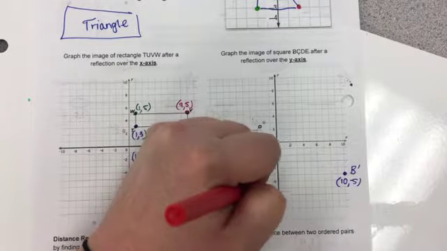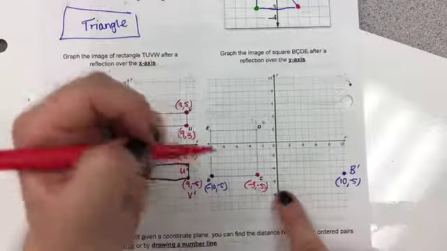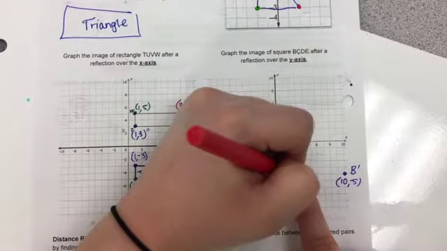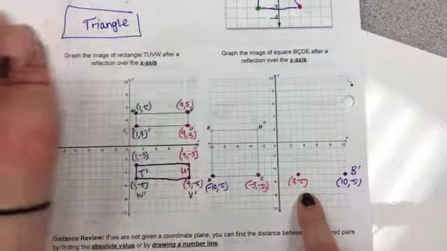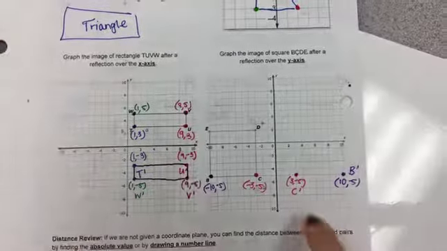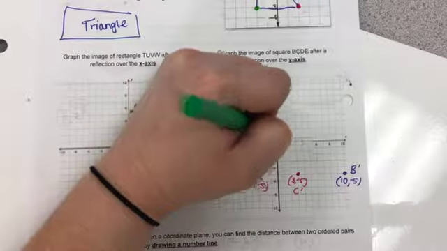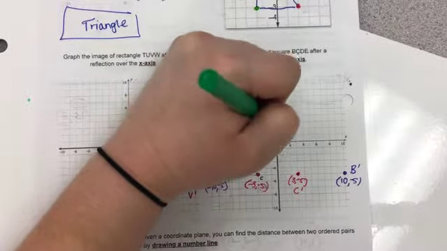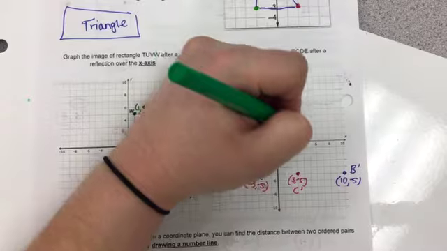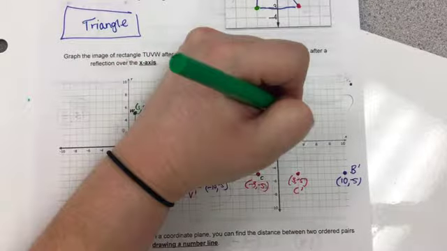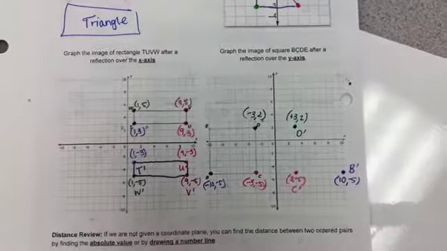C is at -3, -5. So I'm going to plot this one at +3, -5. And this is going to give me C prime. Next, I'll do point D, which is at -3, +2. So if I reflect it over the y-axis, it's going to be at +3, +2. And this will be D prime.